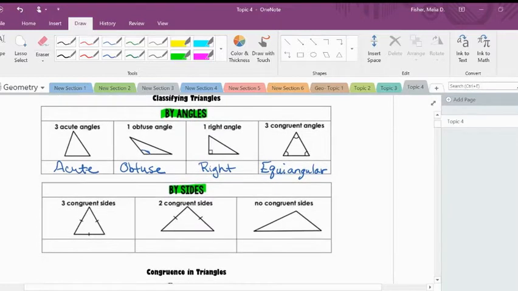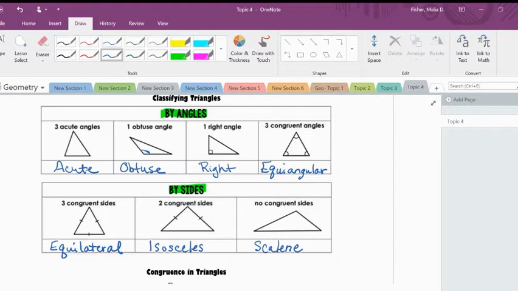When we're classifying by sides, if it has 3 congruent sides, we call it equilateral. If it has 2 congruent sides, it is an isosceles triangle. And no congruent sides is a scalene triangle. So if we're talking about sides, we have 3 choices: equilateral, isosceles, or scalene.